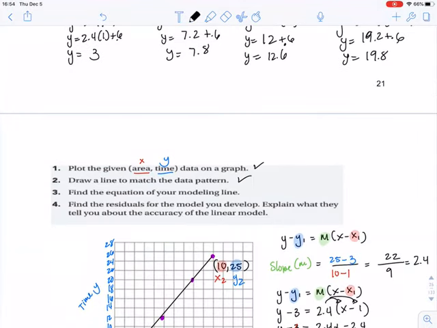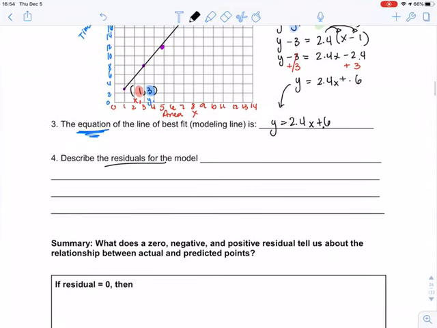Okay. So we did this. We need to find the residuals. So we could say our residuals were 0, 0.2, -0.6, and -0.2. Yours were different than mine, and 0.